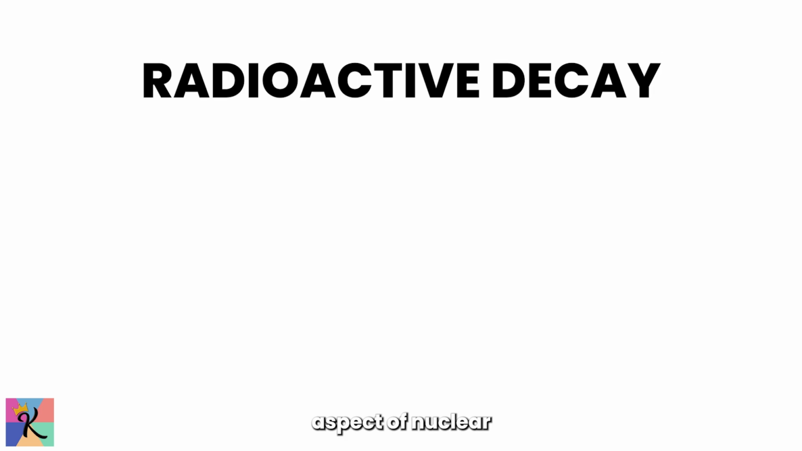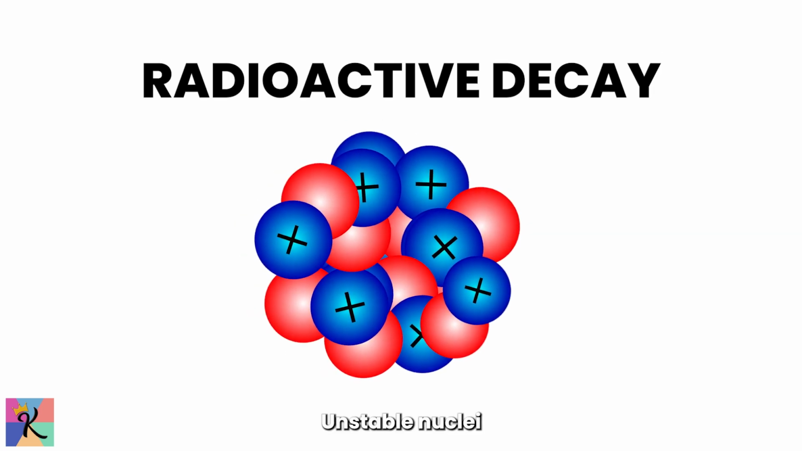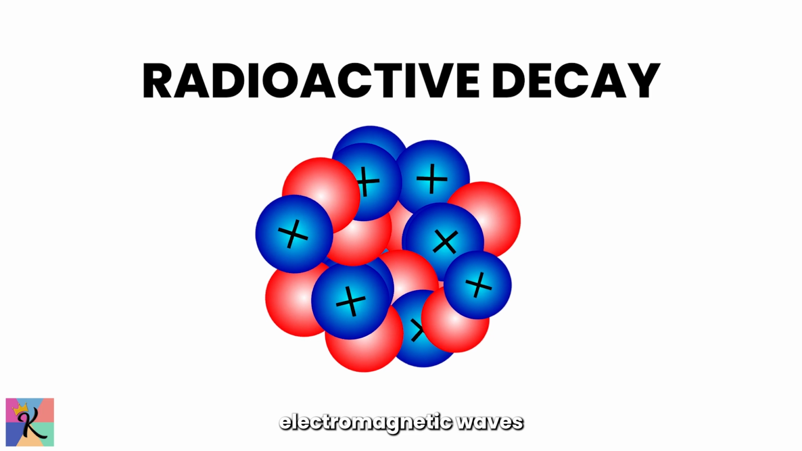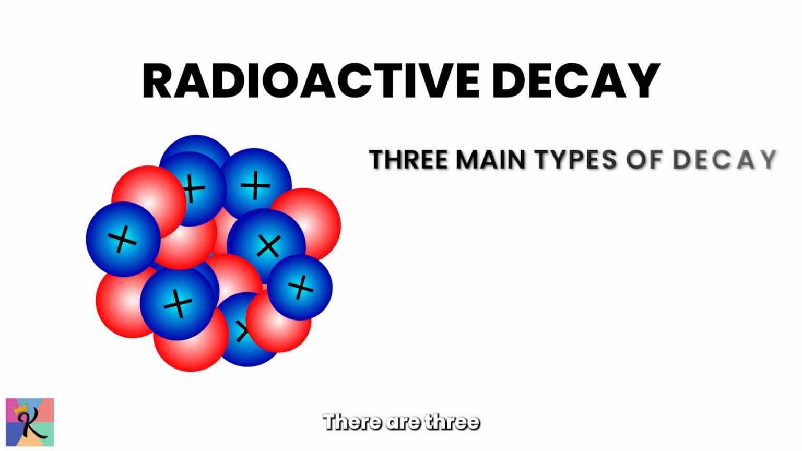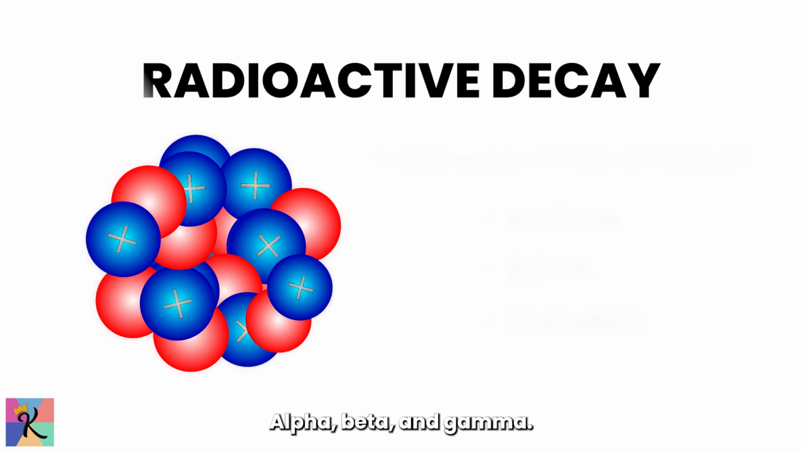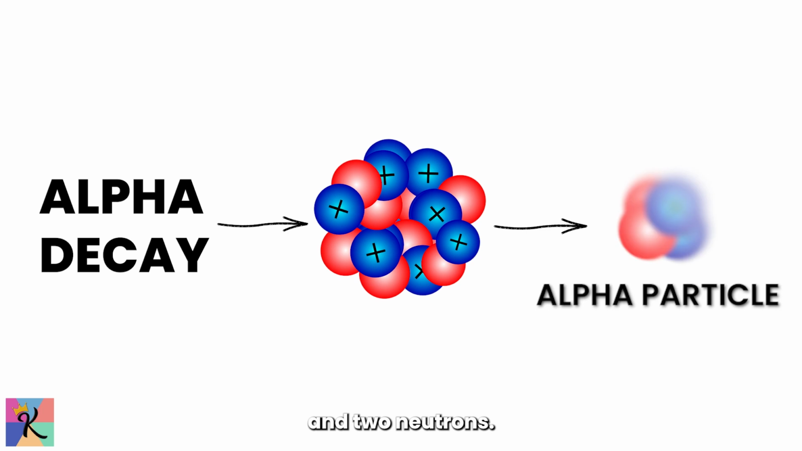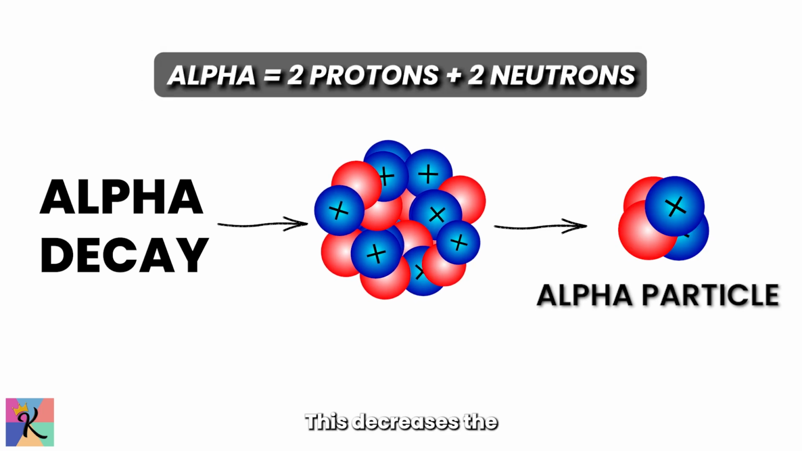Another important aspect of nuclear reactions is radioactive decay. Unstable nuclei release particles or electromagnetic waves to become more stable. There are three main types of decay: alpha, beta, and gamma. In alpha decay, an unstable nucleus emits an alpha particle, which consists of two protons and two neutrons. This decreases the atomic number by 2 and the mass number by 4.